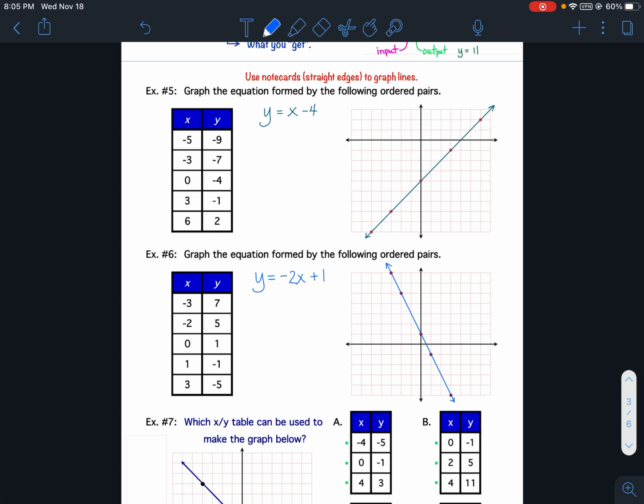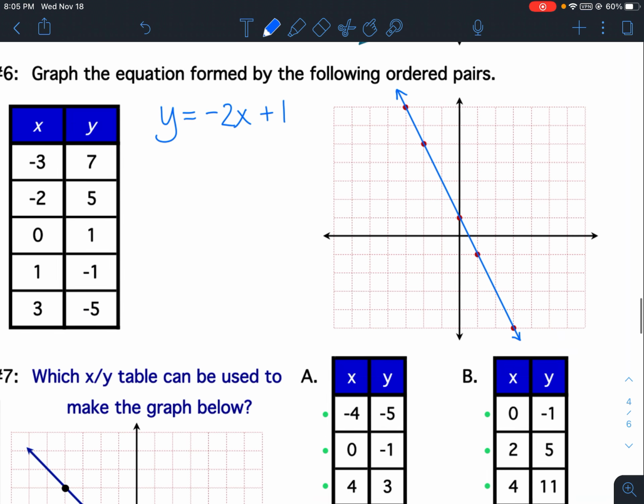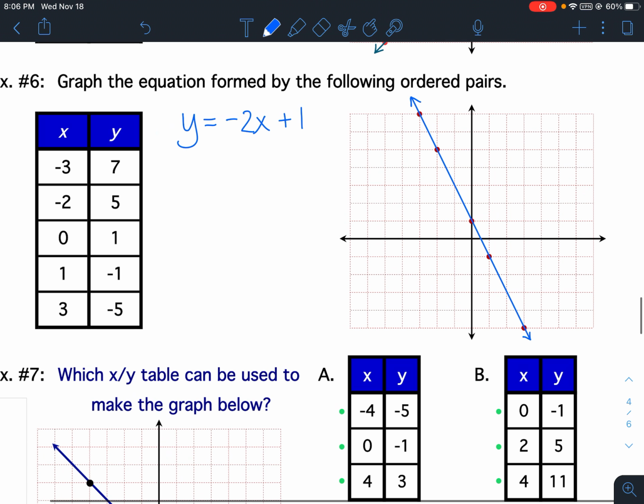In example 5, it's a positive x. In example 6, it's a negative x. Again, we'll be learning more about that in a later lesson. Okay. So that is it for example 6. If you have any questions, please do not hesitate to ask.